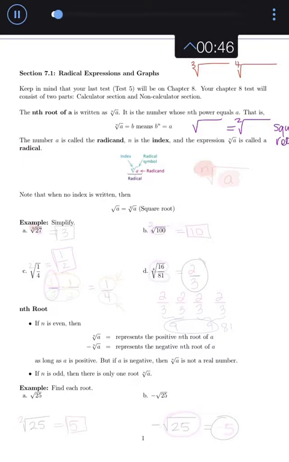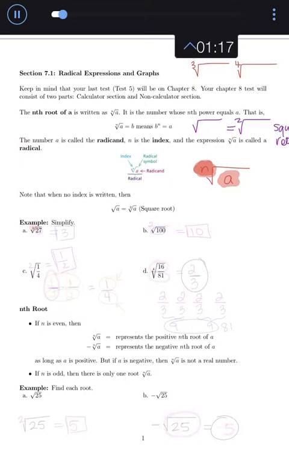Okay, so what does a root do? If I have, let's say, the nth root of a, it's basically asking the question, what number, when multiplied by itself n times, will give us the number a? So basically what this does is it undoes an exponent.